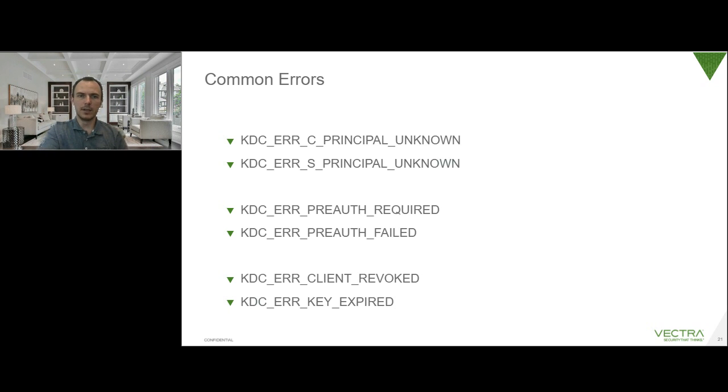And then down the bottom, error client revoked and key expired. These are two different ends of the spectrum for basically denying the user. So client revoked is the credentials themselves have been revoked. The account is disabled, maybe it's expired, maybe they've been locked out, that sort of thing. And with key expired, that's basically just saying the password has expired. The user needs to create a new password.